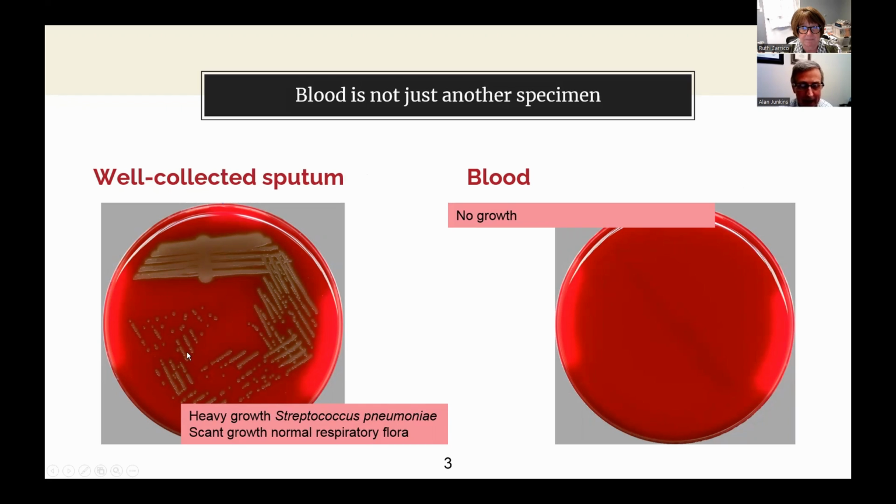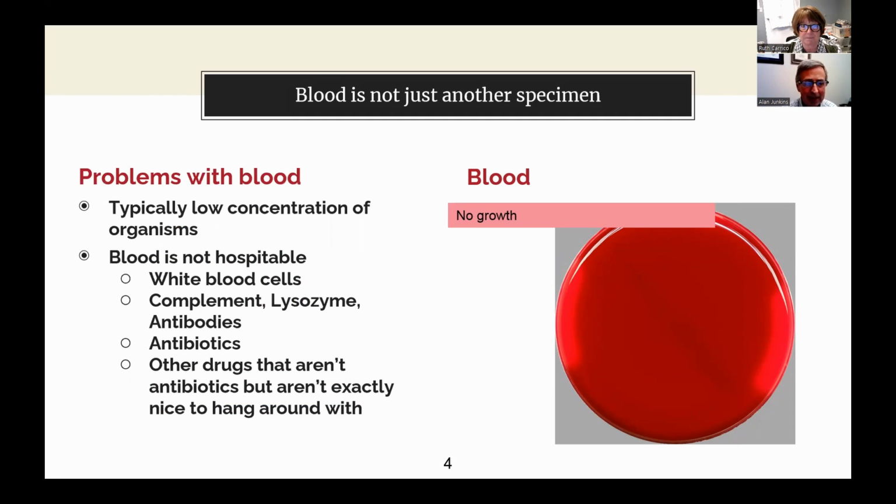So it's easy to interpret. But if I did that with blood, I really would not be able to get enough bugs in a loopful to streak on that plate. I'd get no growth, so it's not really telling me anything. So the problem with blood is the low concentration of organisms. Even in severe cases of sepsis, you're not going to have really high concentrations of bacteria.